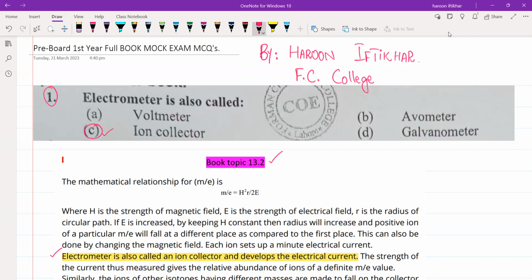One more thing you need to understand is that voltmeter is actually used for measuring the potential difference, and galvanometer is used for measuring the electrical current. Avometer is known as multimeter, but these all three gadgets can be used for the current already passing. Ion collector is a type of detector. It is a detector used in mass spectrometry. Ion collector is that part on the machine on which, when the isotopes with different masses fall, they will generate an electrical current. So electrometer is actually the ion collector.